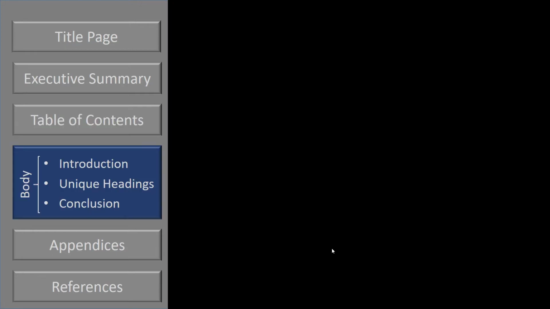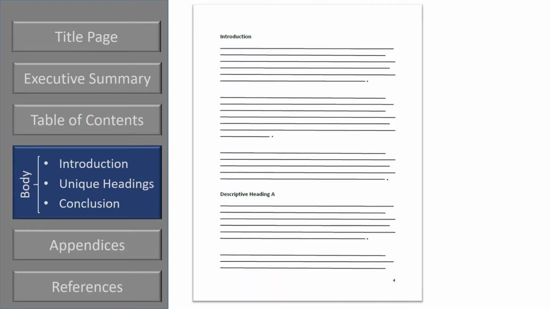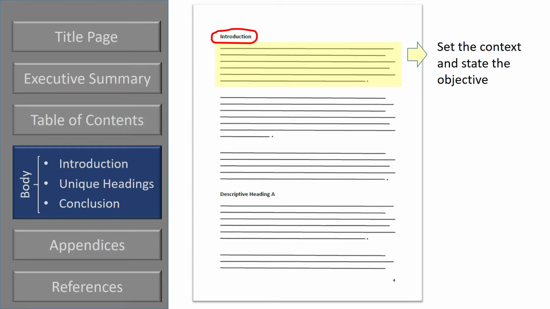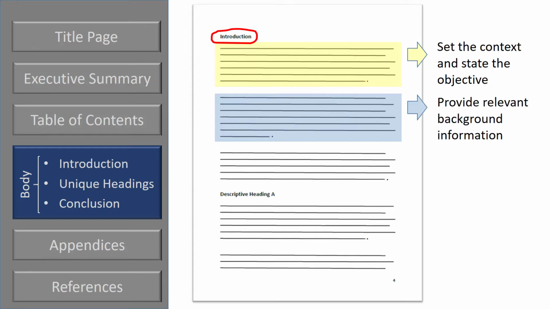Now we come to the body of the report, and this starts with the introduction. The introduction is usually quite short. It starts by setting the context for your project and stating the objective. Next, you provide relevant background information. You end by telling me how the report is organized, what information is in the report. One thing I want to emphasize is, in the introduction, tell me about the problem you were asked to solve. Don't tell me the answer. I don't want to hear your recommendation at this stage.